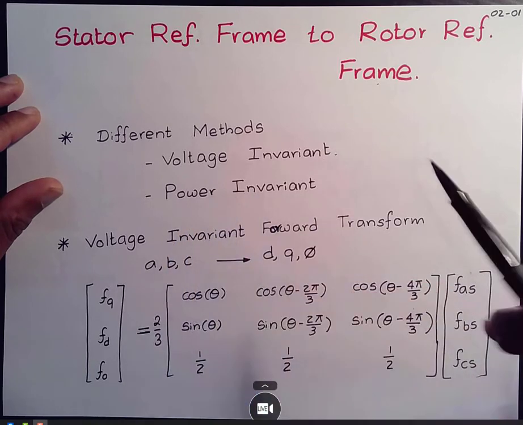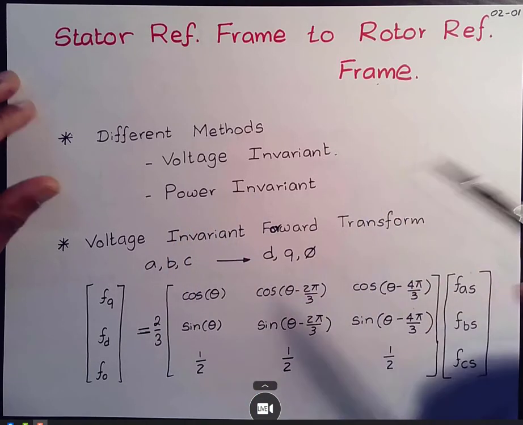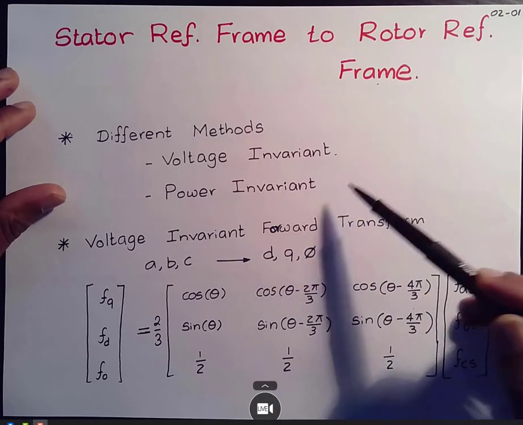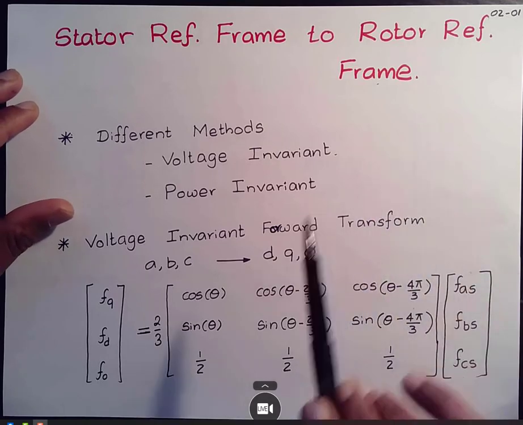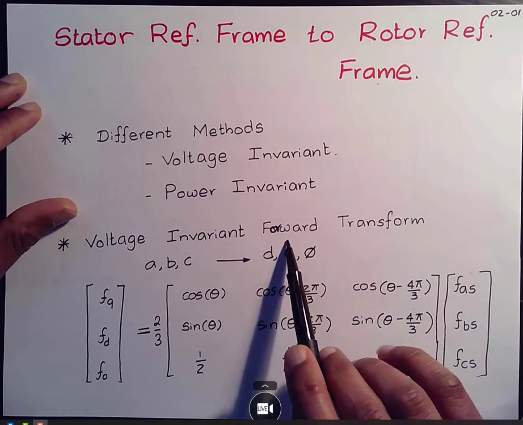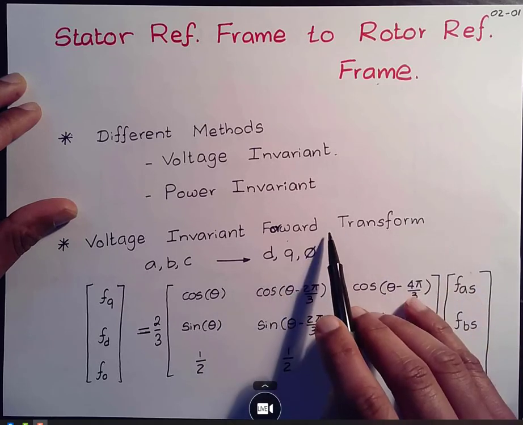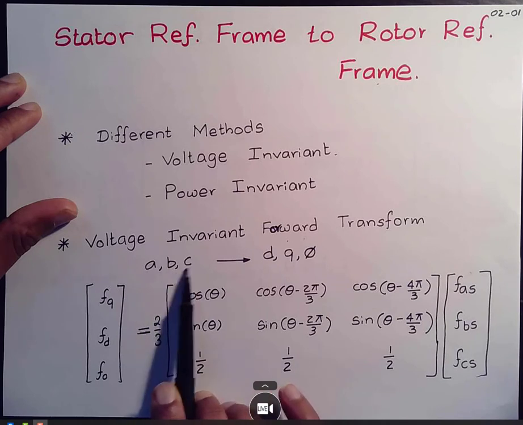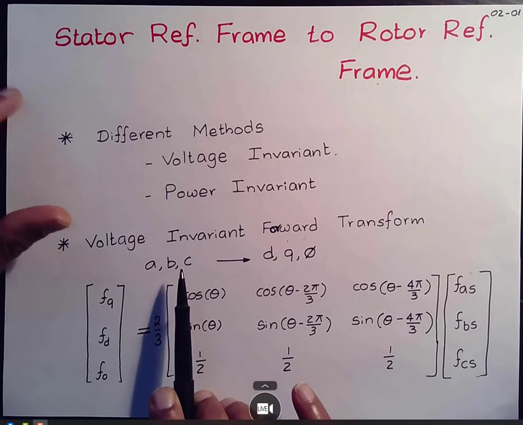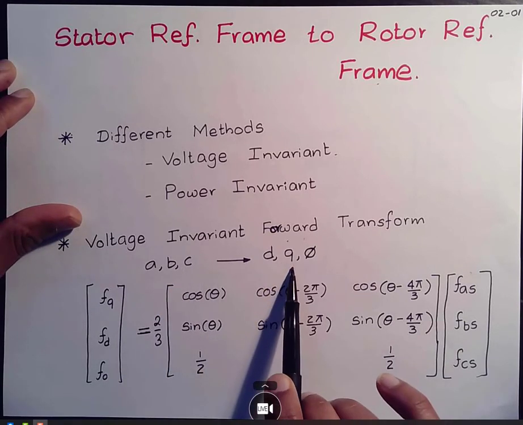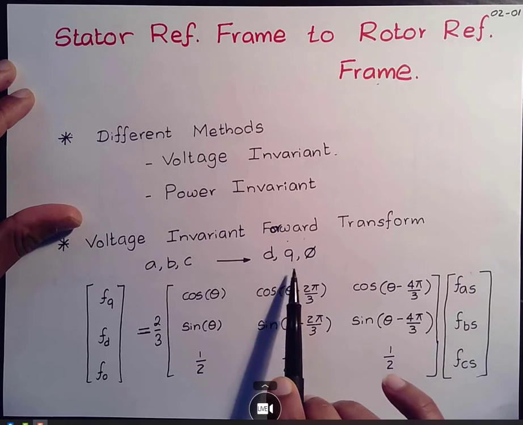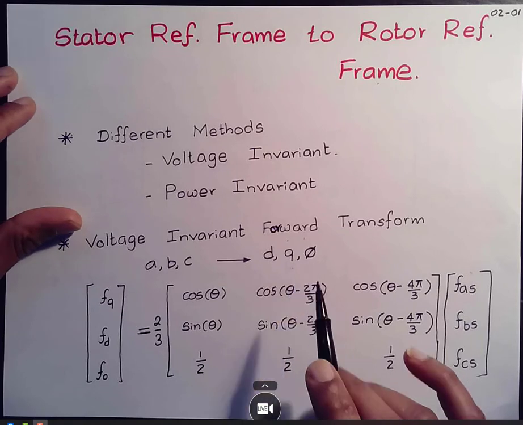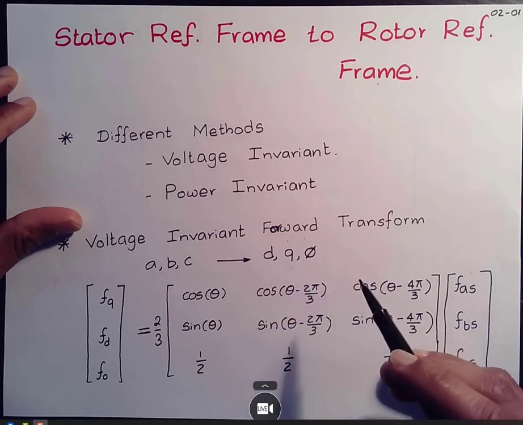Okay, so in order for us to implement this stator reference frame to rotor reference frame, we have two transforms. One is the forward transform and the other one is the inverse transform. So the forward transform transforms ABC variables or stator reference frame variables that are sinusoidal to rotor reference frame variables that are DQ0, typically more or less DC-like during steady state.